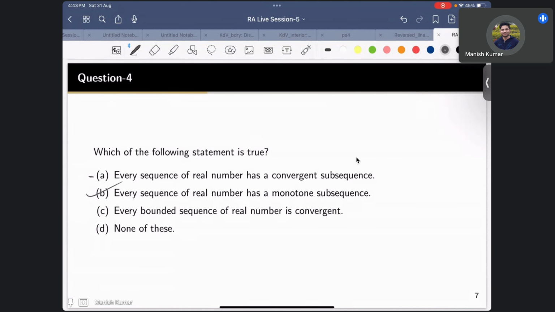But someone said that A is also true. Do you agree or not? You are saying A is false, right? Can you give some example for that? The example is the most common one, there's nothing to think over here. So what you are saying is that every sequence of real numbers need not have a convergent subsequence, right? This is what you mean when you say this is false. So just tell me a sequence which is divergent.